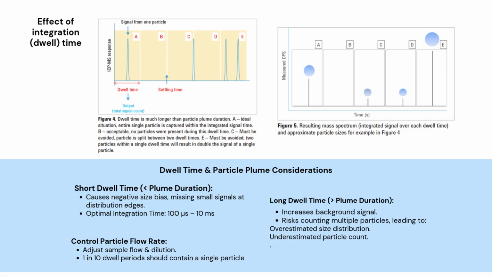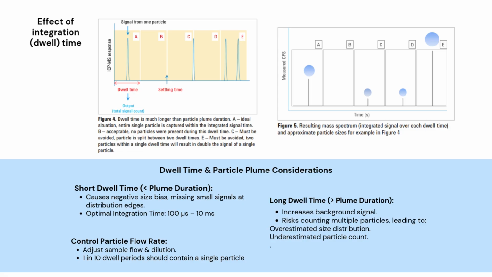Coincidence must be avoided too, because two particles within a single dwell time will result in double the signal of a single particle. In figure 5, we can see the resulting mass spectrum due to the introduction of the signal over each dwell time, the approximate particle size from the example in figure 4. So what we can say is that dwell time and the particle plume have to be considered.